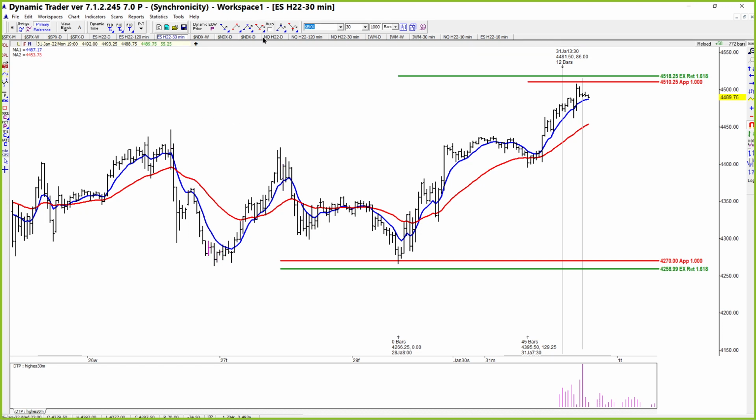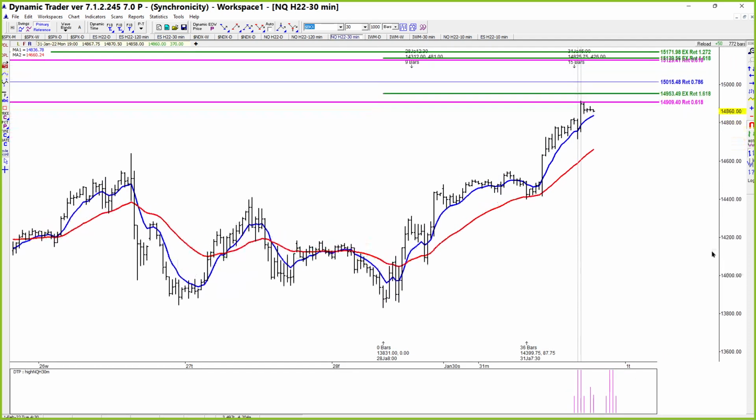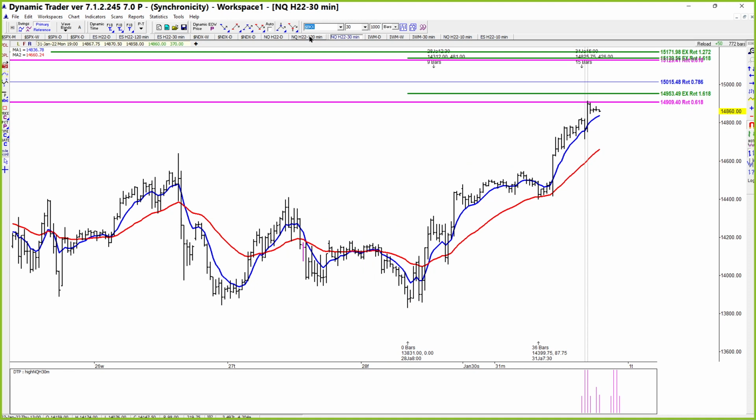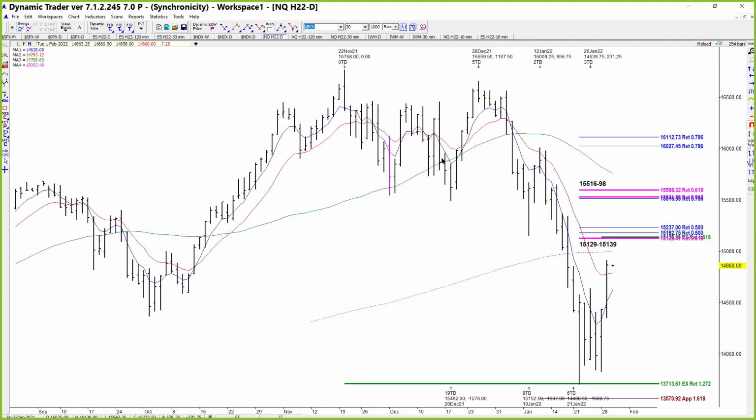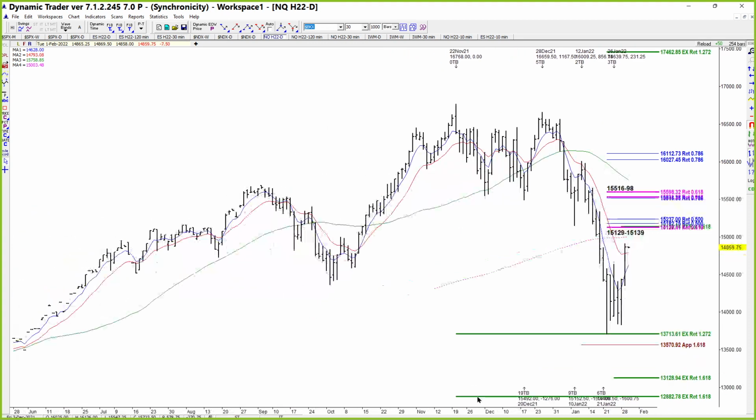Okay, so in the NASDAQ, all right, so this pretty much, the buy in NASDAQ, the only support we really had was this 1272 extension, which is why I say, it's not an official setup, but there are times where you will get a huge move off of an extension. You did see a huge move off of this low. So, it's worth watching.